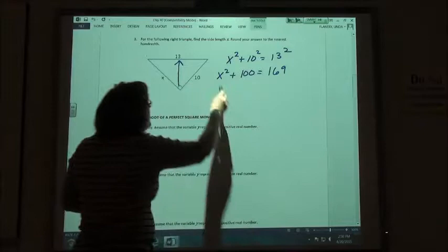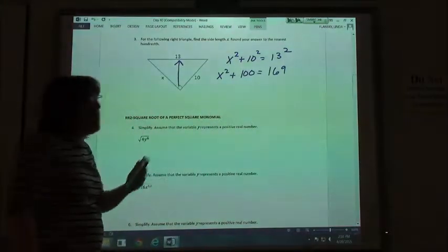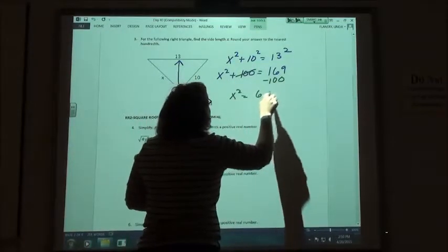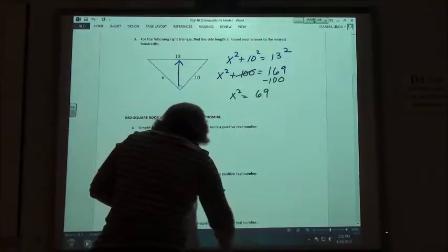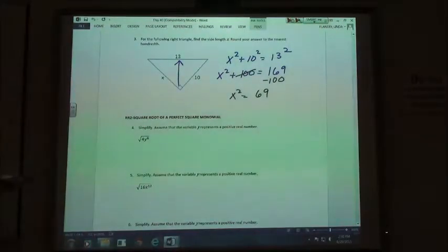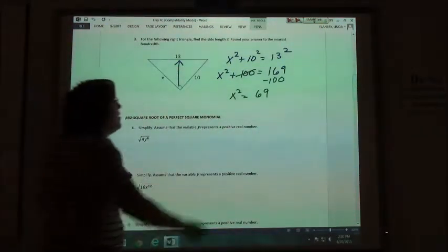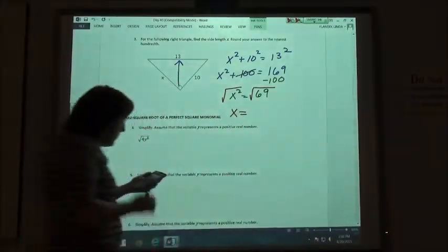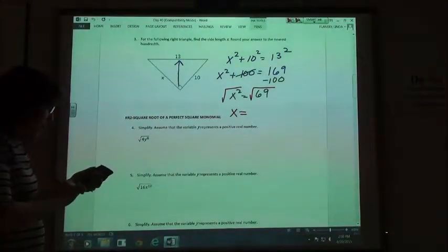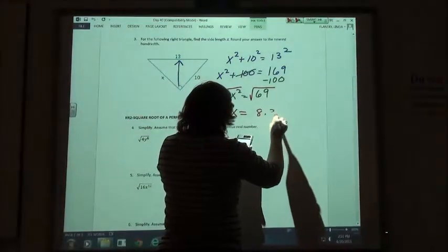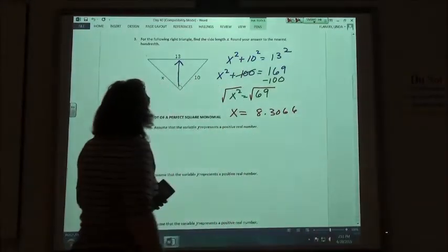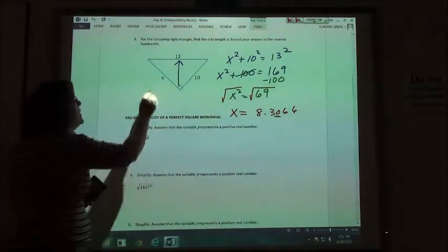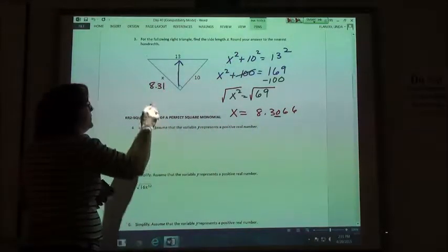Again, on this one, I want to get the x squared by itself, so I've got to move my 100 to the other side. X squared equals 69. And now I want to get the x by itself, get that squaring out of there. The opposite of squaring, taking the square root. So on my calculator, the square root of 69 gives me 8.3066. I want to round to the nearest hundredth. Since there's a 6 behind there, I got to round that up to 8.31 then.